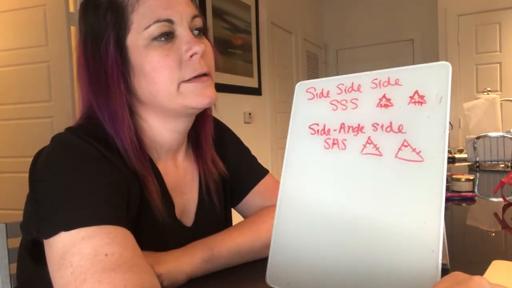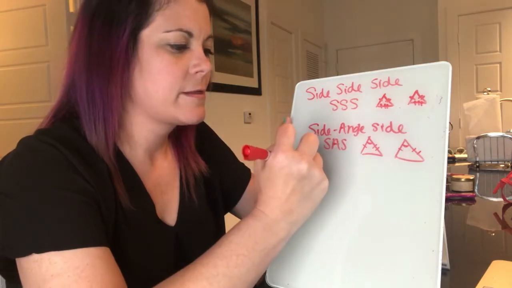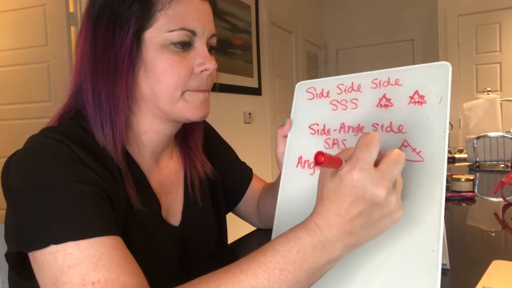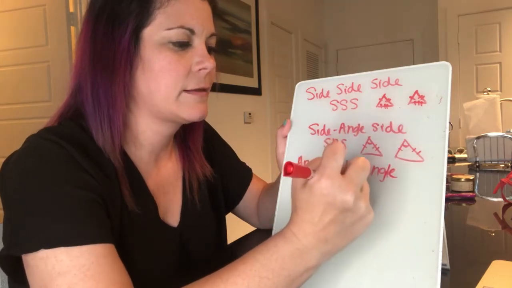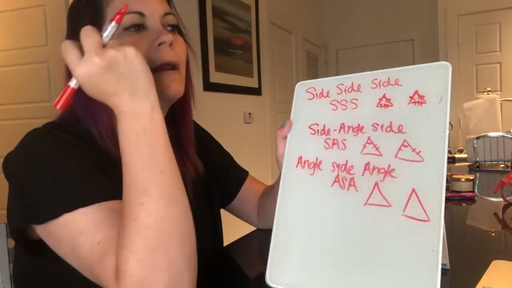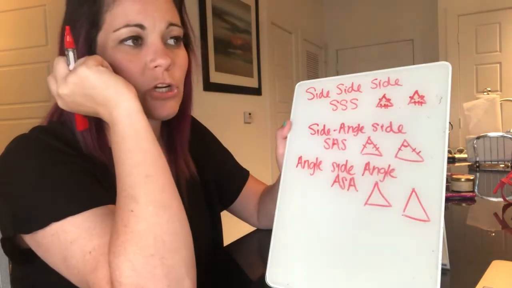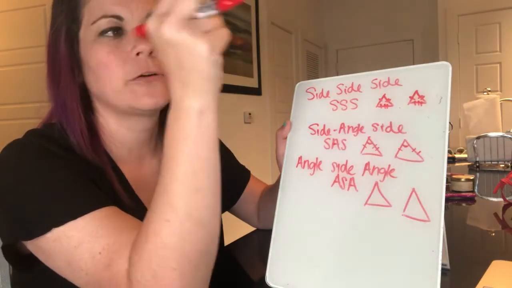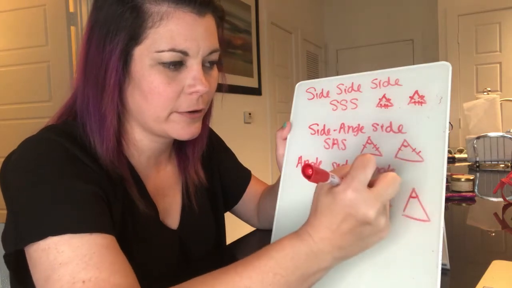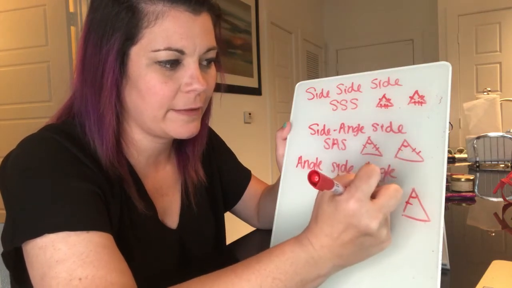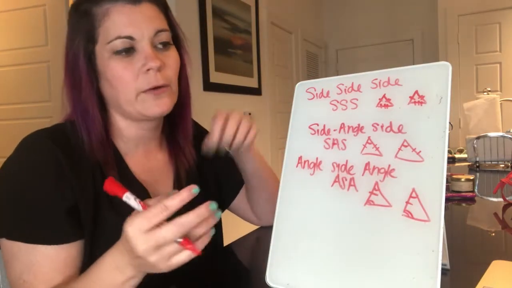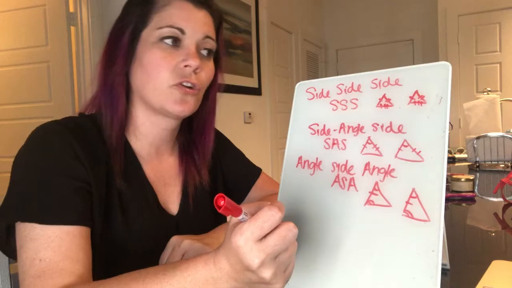Another one is angle, side, angle, or ASA. This one says if 2 angles and the included side of one triangle are congruent to the 2 angles and the included side of another, then the triangles are congruent. So if we say these 2 angles are congruent, that side is congruent, and then that angle, you see it's the included side between the 2 angles, then we can state that these 2 triangles are congruent.